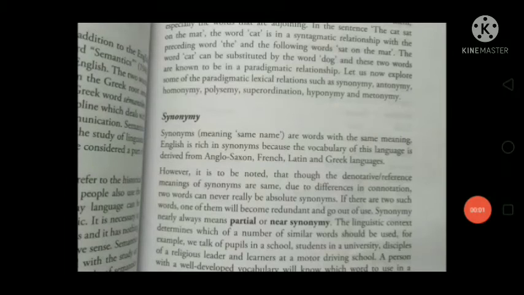Hello friends, in the previous video we took an introduction to semantics, and now we have to move on to its segments. Let us now explore some of the paradigmatic lexical relations such as synonymy, antonymy, homonymy, polysemy, superordination, hyponymy and metonymy. Let's talk about synonymy.